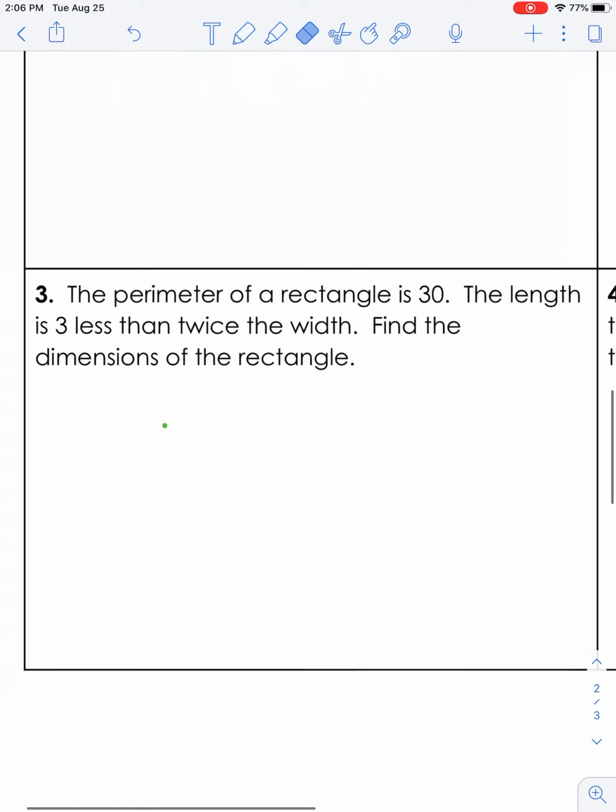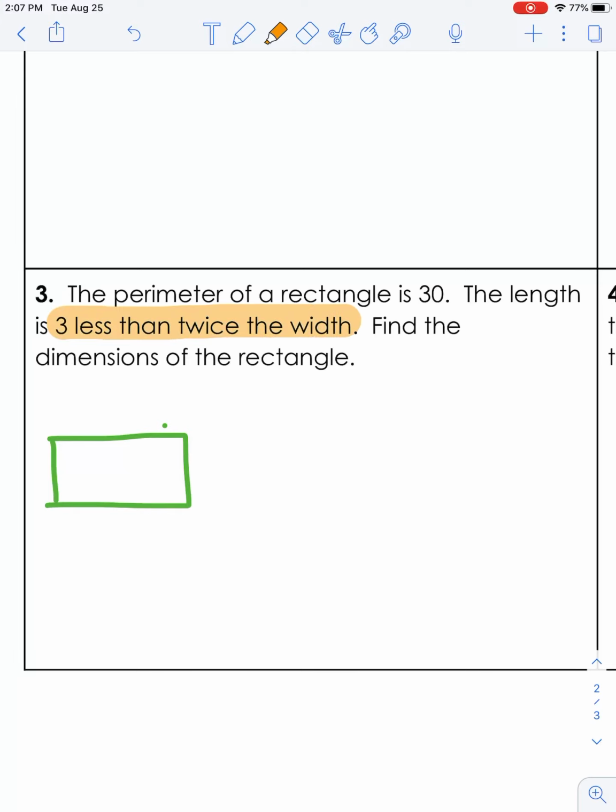The perimeter of a rectangle is 30. The length is 3 less than twice the width. Find the dimensions. So we know we're looking at perimeter where we have to add up all the sides. So we'll draw our picture of the rectangle. And then with the next sentence, we can start filling out that rectangle.